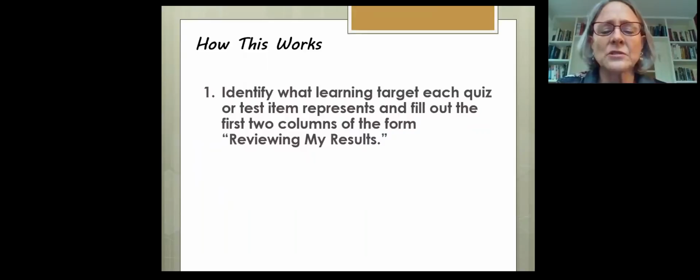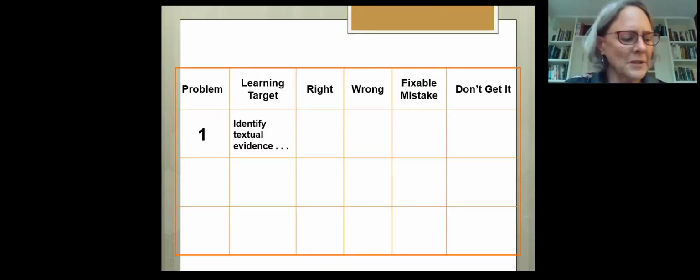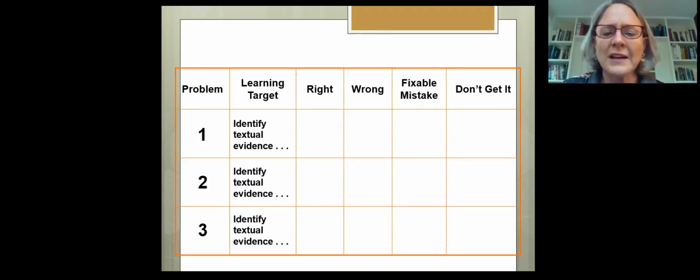The teacher identifies what learning target each quiz or test item represents, and you fill out the first two columns of the form, Reviewing My Results, which you see on page 18. So the template looks like this, and as a matter of fact, there is a rewritable template in your CASEL book for this, and there's also a rewritable template in the 7 Strategies book. In this case, this is an English language arts example. Problem number one, you just fill this form out like that. You don't hand it out to the students, you just fill it out in preparation, right before you give the test.